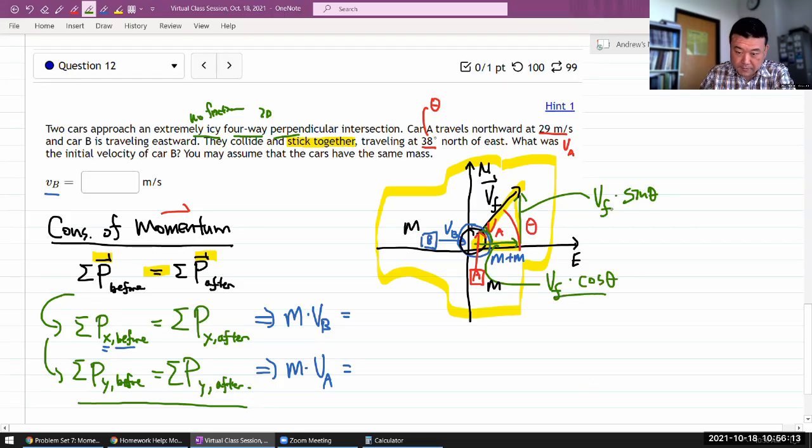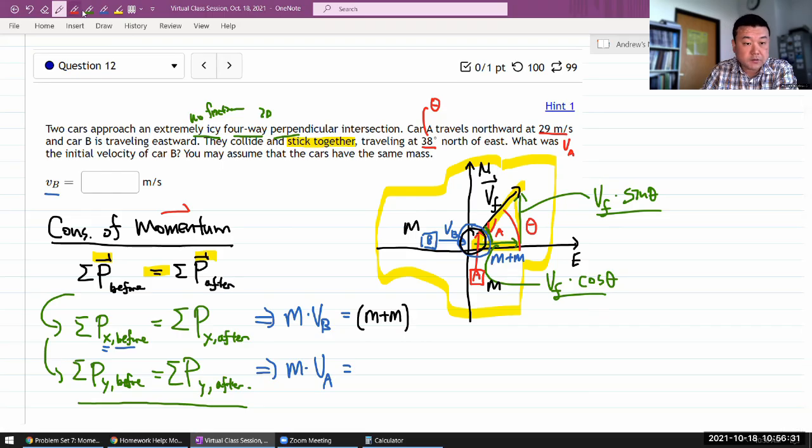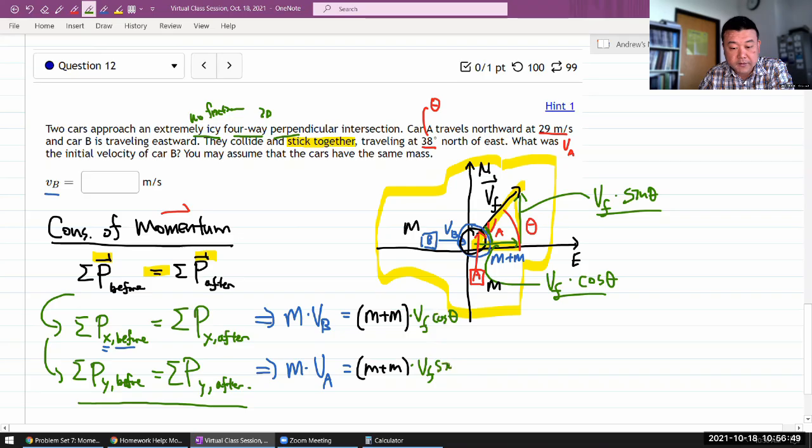So with these labels in mind, now I can write down the total momentum after the collision. I have total mass, that would be mass of A plus mass of B, times the x component of velocity, so V final times cosine theta. And for the y component, I have something similar. Total mass of A and B, they are moving together, times the y component of velocity, V final times sine theta. Okay, I have two equations. Before I go on further, let's just do a check.